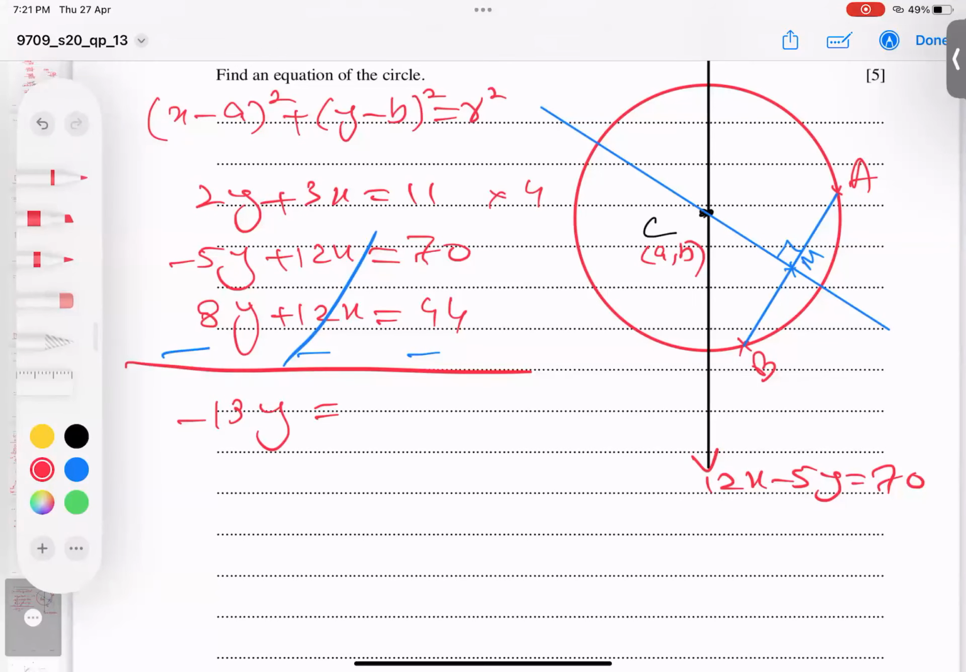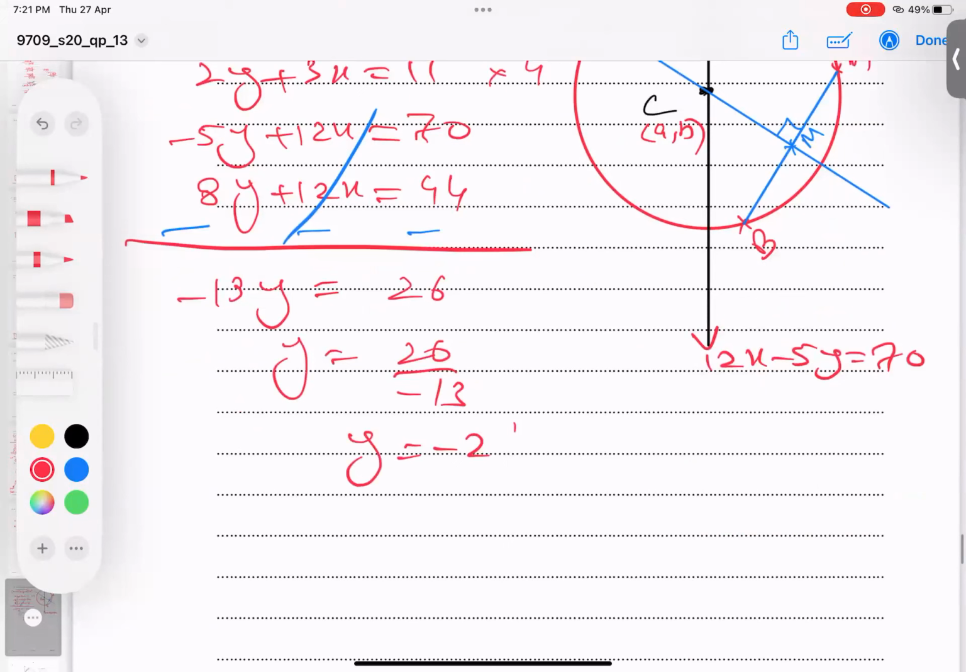44, sorry, not 40. 44. I got 26, and the y value is this, divided under it. So the y value becomes negative 2. I hope the point is very clear. This value you plug into any one equation. Here I plug in: 12x minus 5 times negative 2 equals 70.